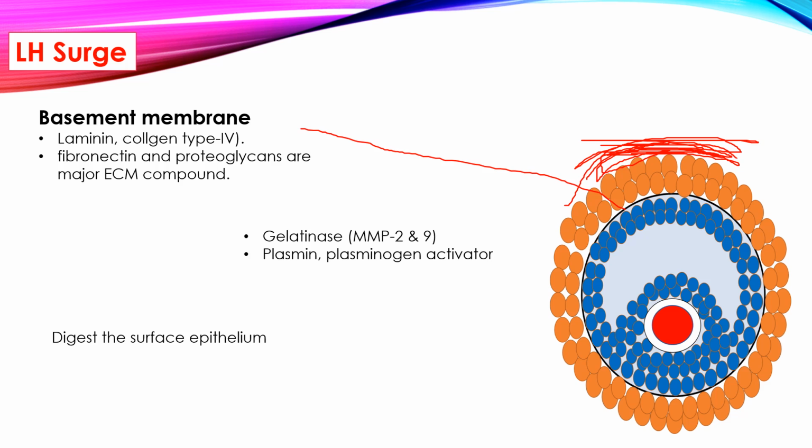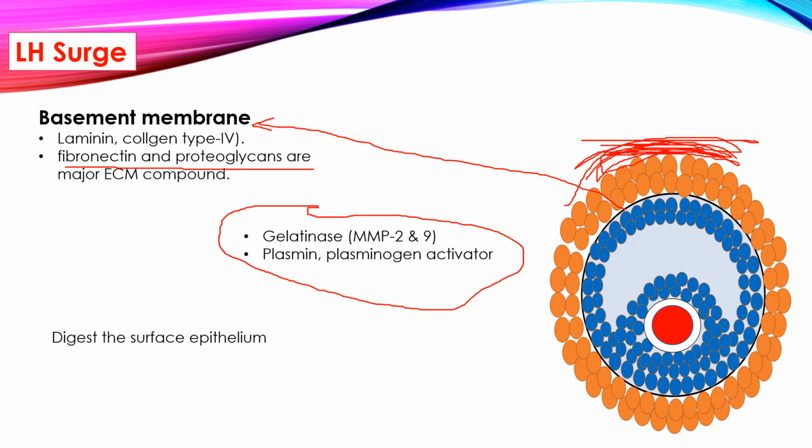And here we have the basement membrane. The basement membrane contains laminin, collagen type 4, and is rich in fibronectin and proteoglycans, which are major extracellular compounds. These compounds are also digested by gelatinase. These are also metalloproteinases, and plasmin or plasminogen activator factor. These proteases are also thought to digest the basement membrane. During the ovulation process, the basement membrane is completely degraded or destroyed, and the leftover structure after ovulation becomes the corpus luteum, producing progesterone.